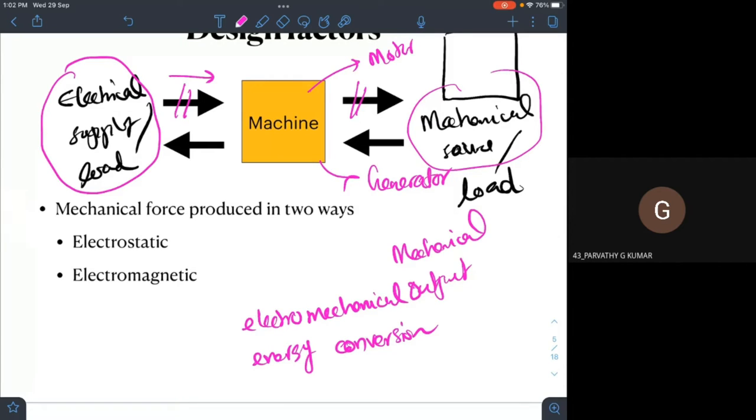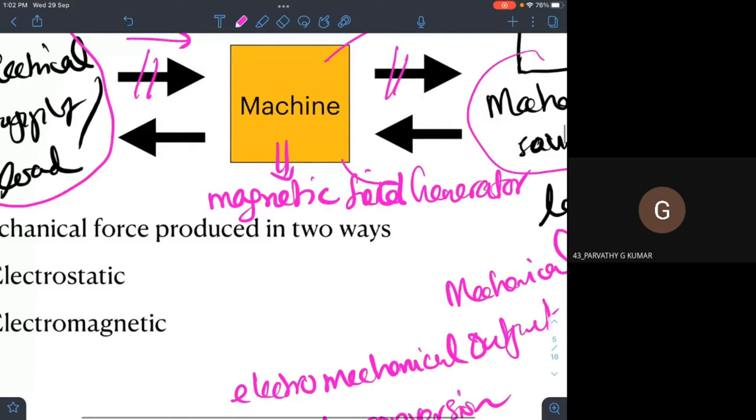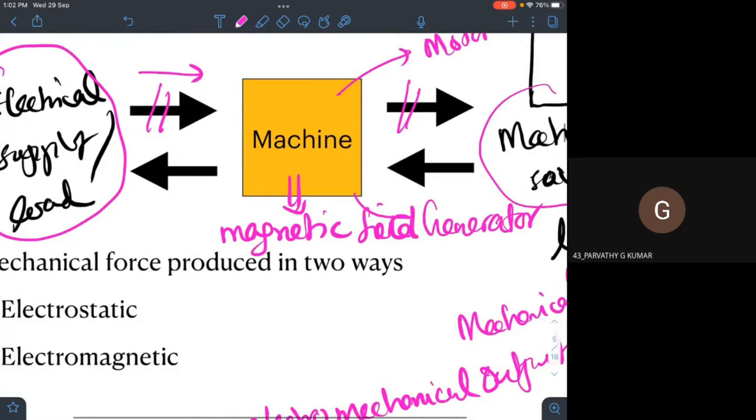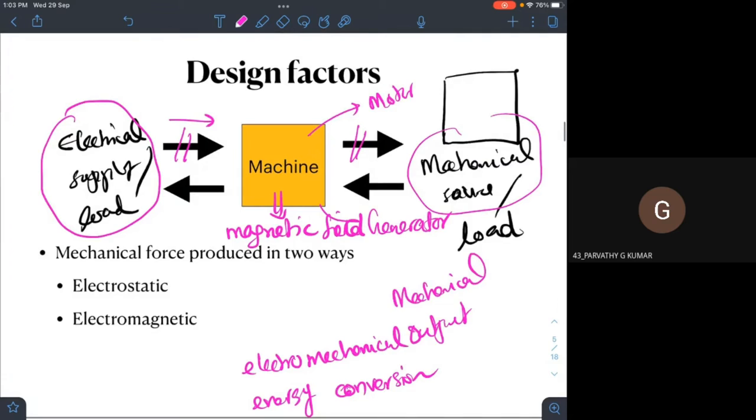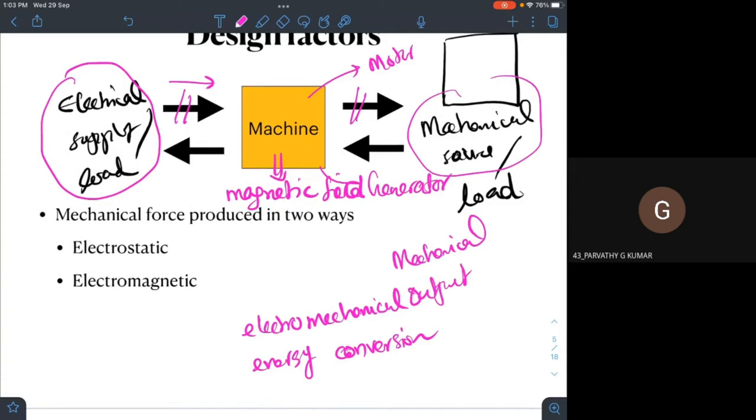And to make that happen, we have a magnetic field. If you take a machine, it will have an input as well as an output. Input and output can be either electrical or mechanical. And inside the machine, we have electromechanical energy conversion, and that is happening in a magnetic medium, or in a magnetic field. That is what is happening in every machine, whether it's a transformer, a DC machine, or an AC machine.